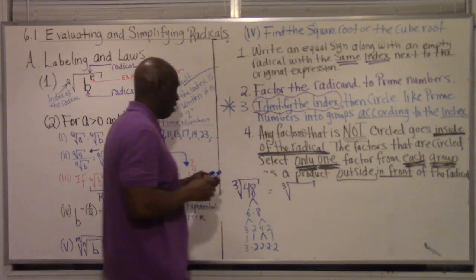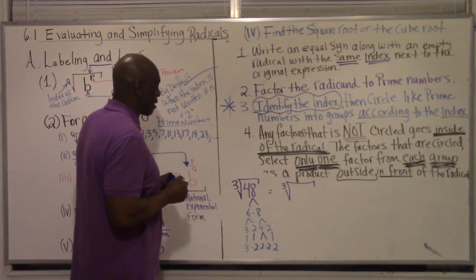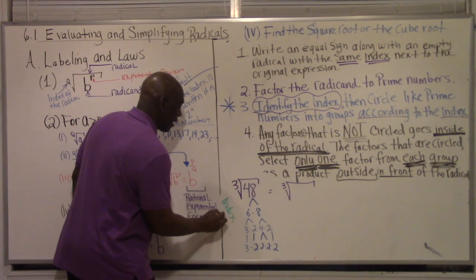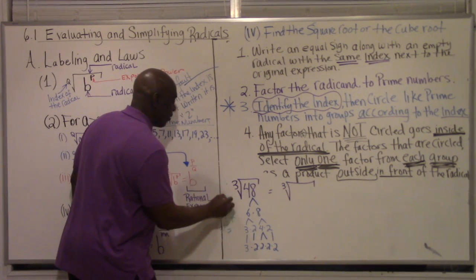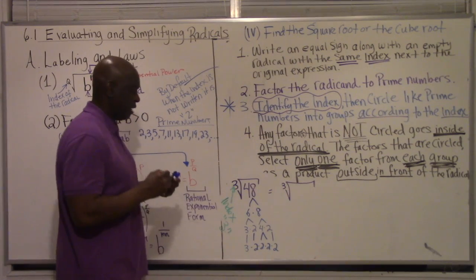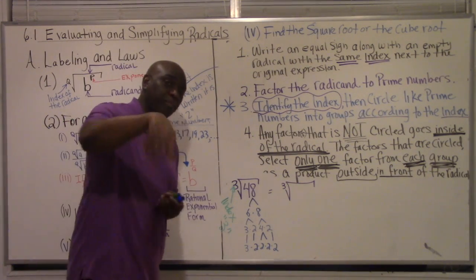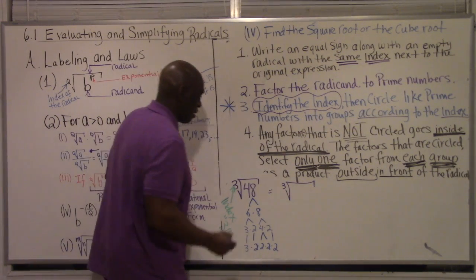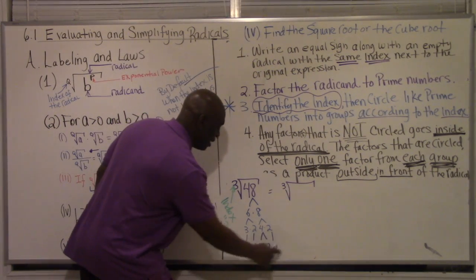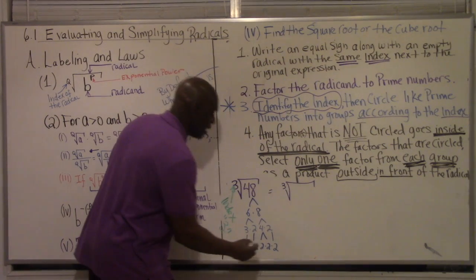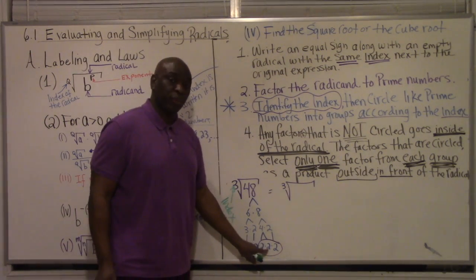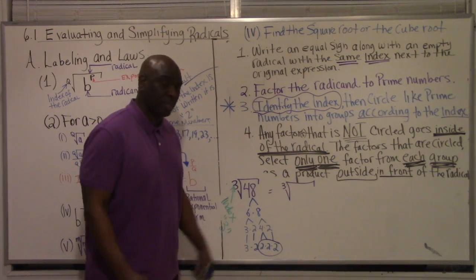All right, so now identify the index. What is our index? The index is 3. How do you know? There it is, right there, index is 3. So now you're grouping by 3s. Okay. So do I want all 4 of these? No. I want 3 of them, like this. 1, 2, 3. Why do I want 3? Because that's the index. You group by 3s.